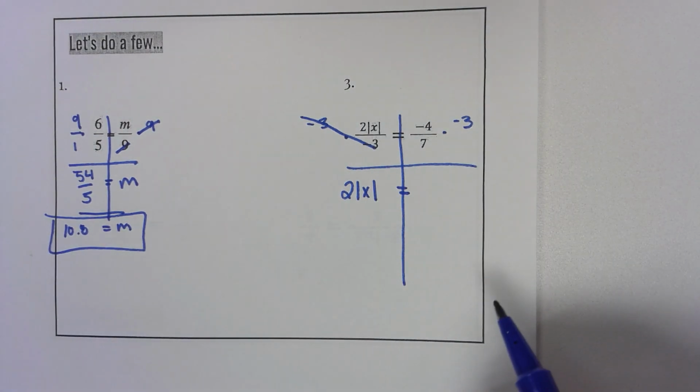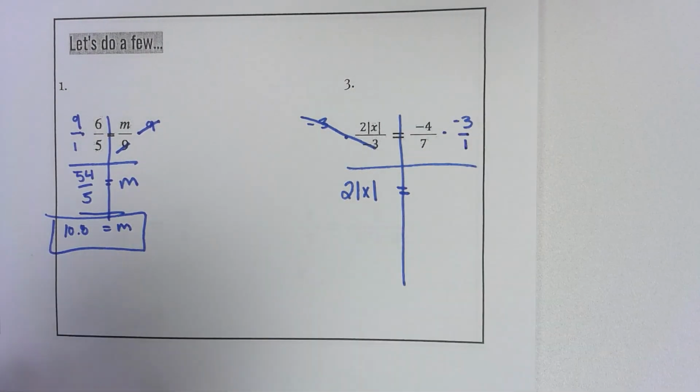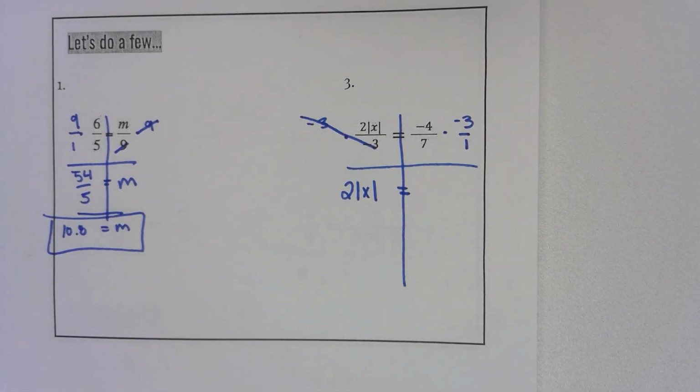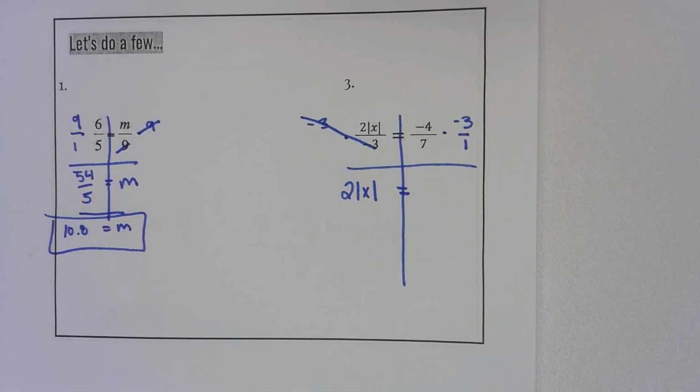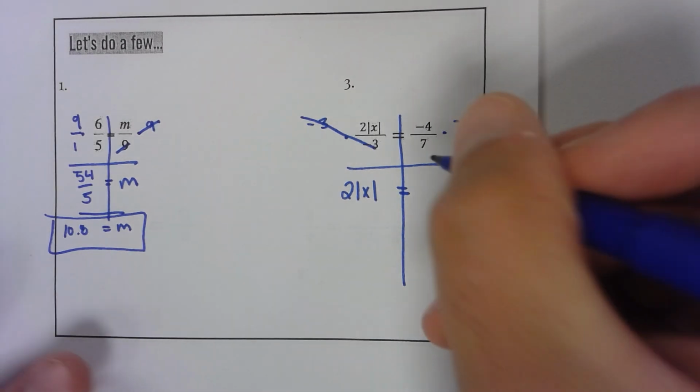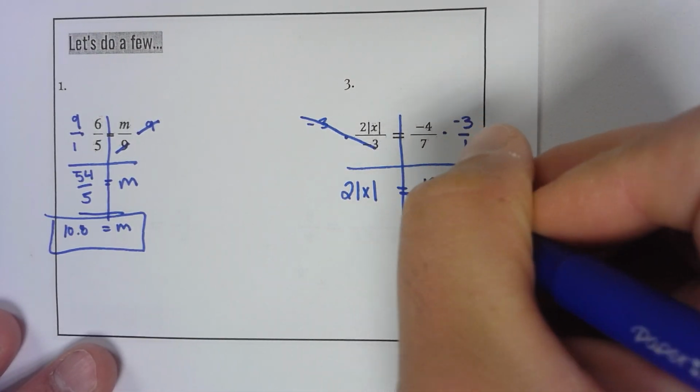And the right side, I'm going to make -3 a fraction by putting it over 1 and multiplying the 2 tops of those fractions. -4 times -3 is a positive 12, and then divided by 7.